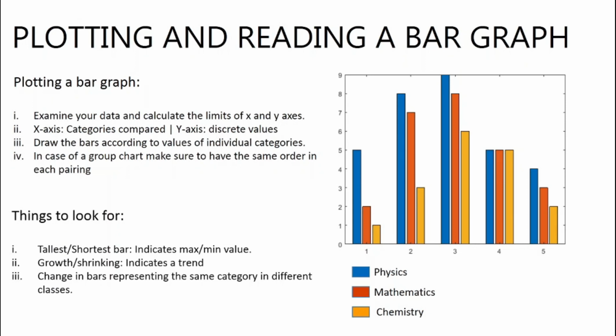The next point to look for is change in bars representing the same category in different classes. What I mean by change in bars is, if we take this example, the change subject wise. In this particular situation, the trend in each subject is observed to be the same. It all increases up till 3 and then decreases from 4 onwards. And even in institution number 4, the number of students who passed physics, maths and chemistry happens to be the same. These are some of the things you look out for when you draw a bar graph.